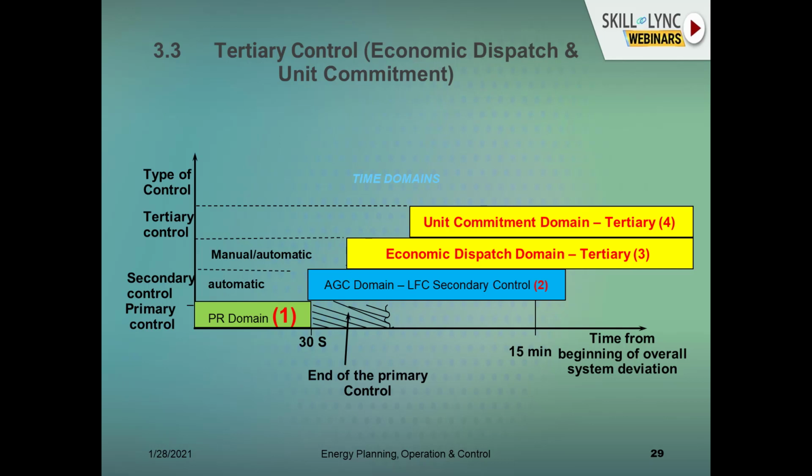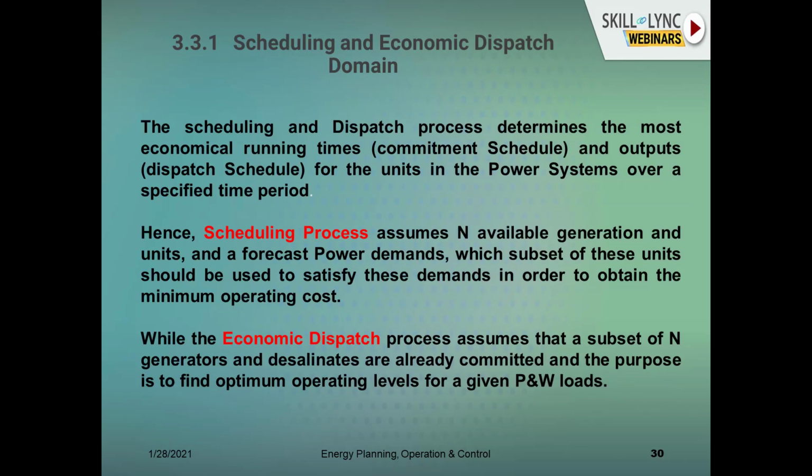Okay, so we finish the first one, which is the primary domain, the AGC, and we'll go to the tertiary, which is both unit commitment and economic dispatch. So if I go down briefly, what is economic dispatch and what is scheduling? Scheduling is basically the operational planning engineer in the control center.